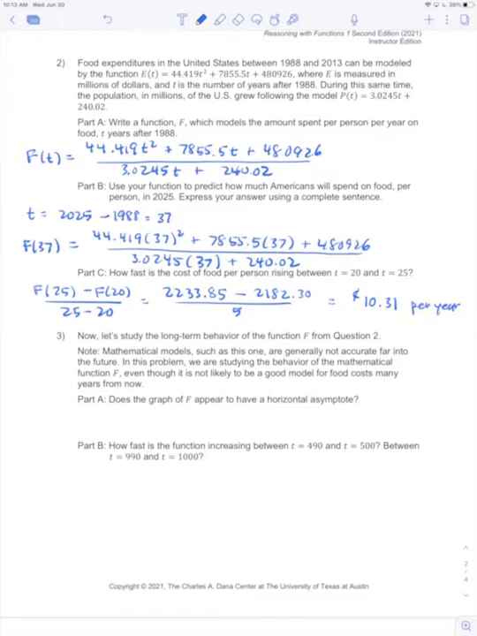Okay, so let's do this in 2 parts. The average rate of change. So this is just part B. So we'll do the average rate of change between t equals 490 and 500.